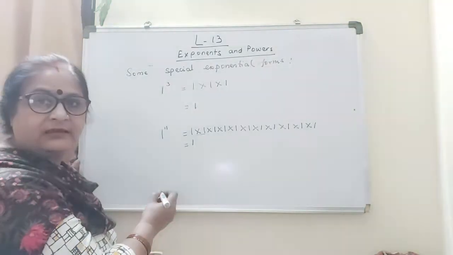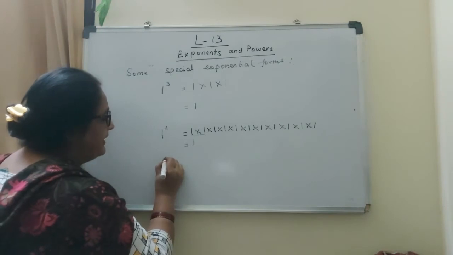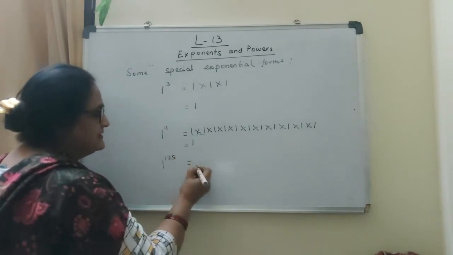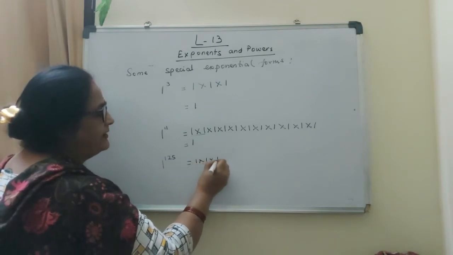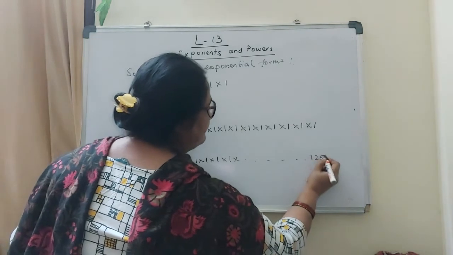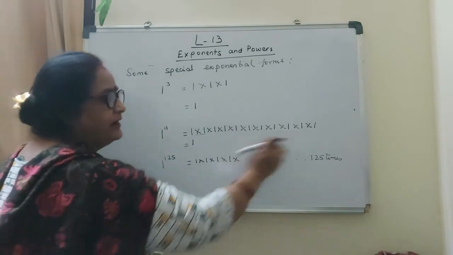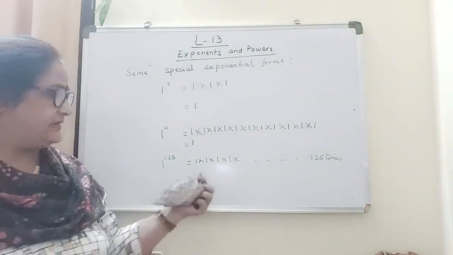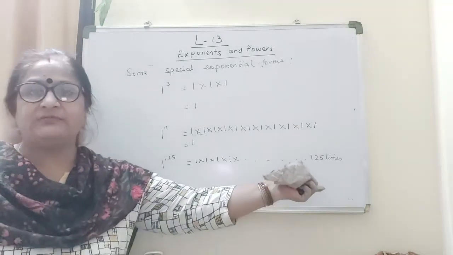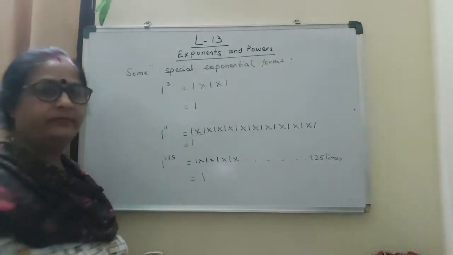Supposing I take 1 multiplied, say, 125 times. That means I have to write 1 125 times. 1 multiplied by 1 multiplied by 1. It's not possible to write here, but it will be 125 times. If I multiply 125 times also, 1 multiplied by 1 is 1.